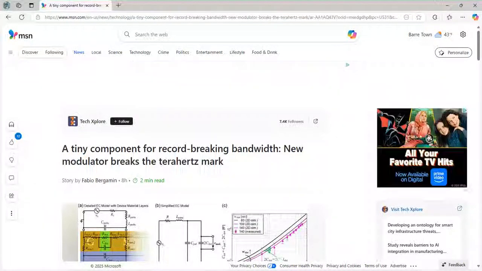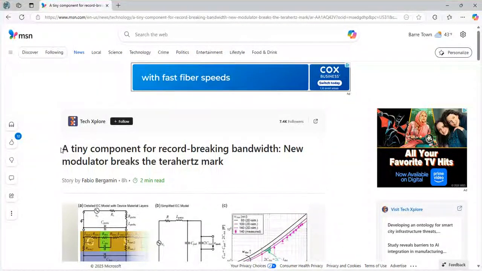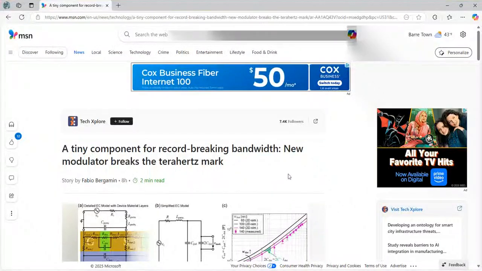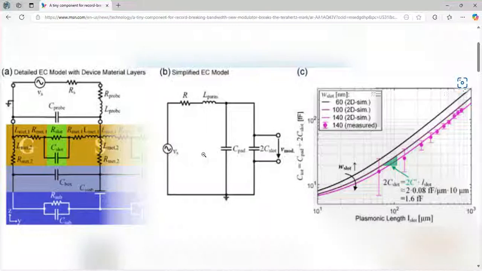Now, as you can see here, our title headline reads, "A teeny component for record-breaking bandwidth. New modulator breaks the terahertz mark." And ahead of us, we have one picture with three diagrams in it. For the first one, we have the detailed EC model with device material layers. And we can see the actual circuitry here, which is sophisticated. Then we have a simplified EC model.